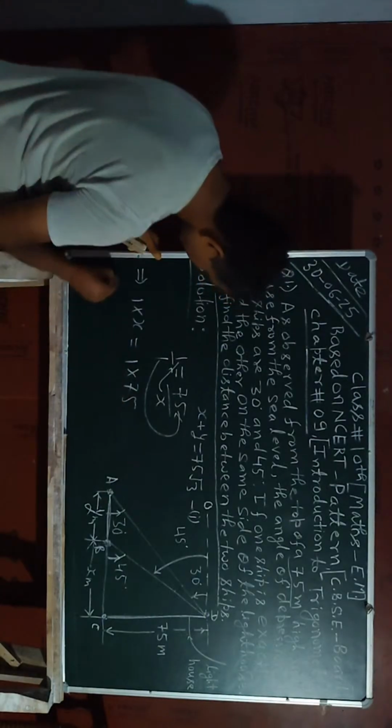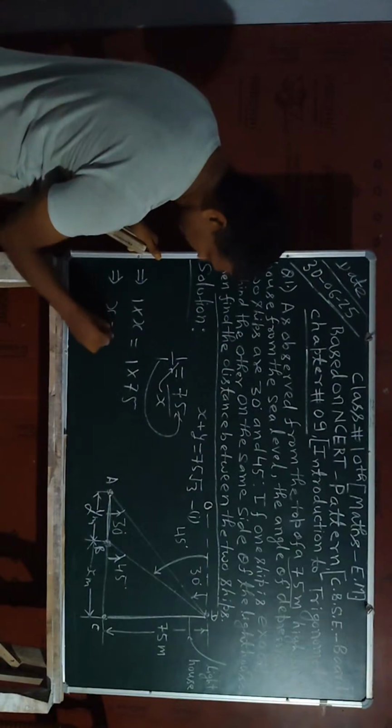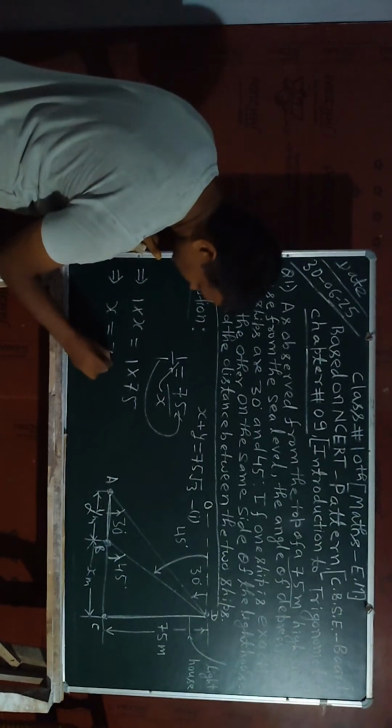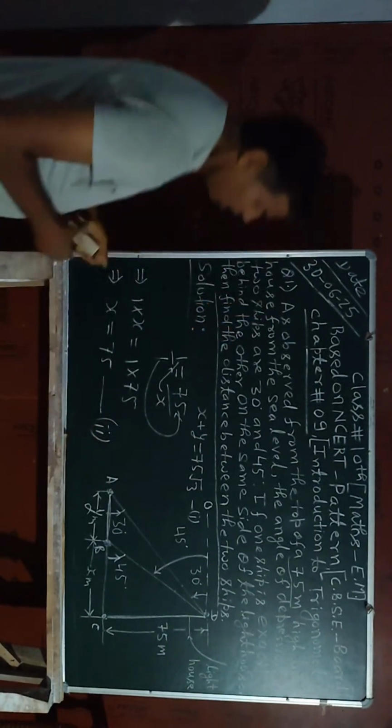Again I will simplify it. If any number is multiplied with 1, I will get the same number. So here I will put x is equal to 1 into 75, that will be 75. So here I will say this is the information number 2.